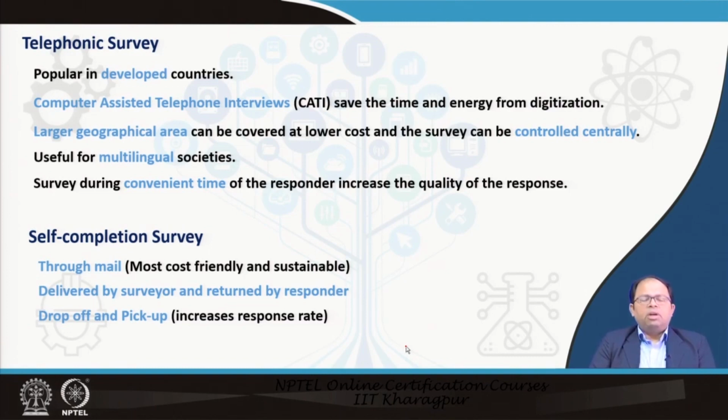Self-completion surveys are the ones where a person has to fill up the responses himself, and this could be done in three ways. It could be done through mail, which is the most cost friendly and most sustainable way to do the survey, or it could be delivered by the surveyor to each household and the responder has to return it on their own. And finally, the survey form could be dropped off and picked up from the household directly.